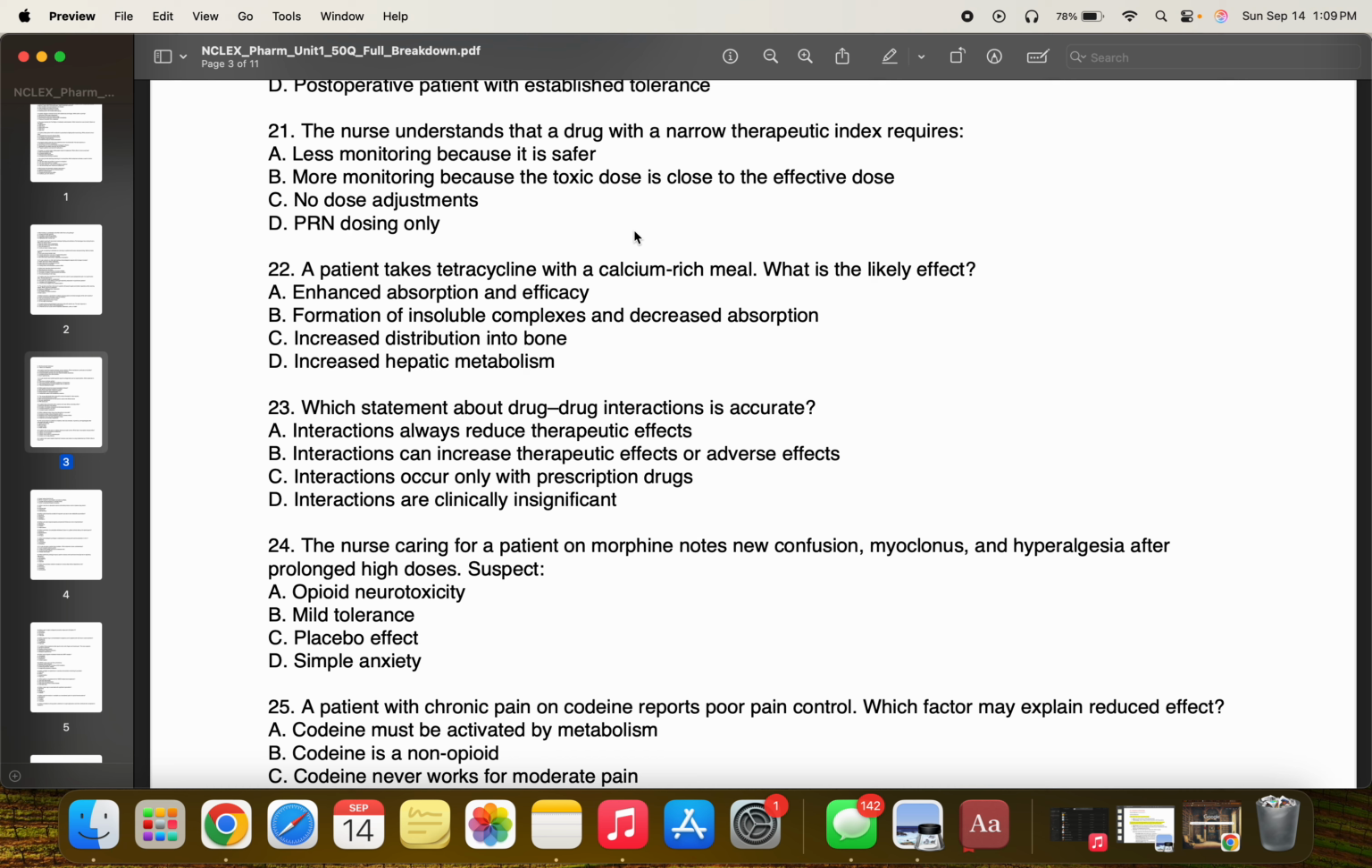The nurse understands that a drug with a narrow therapeutic index requires: less monitoring because it's safer, more monitoring because the toxic dose is close to the effective dose, no dose adjustments, or PRN dosing only.